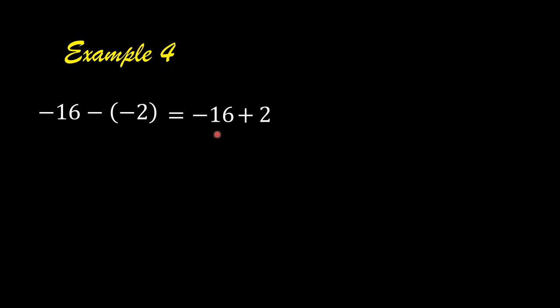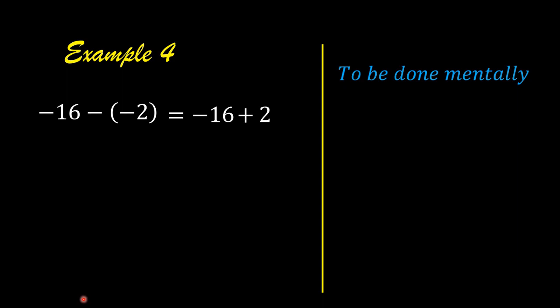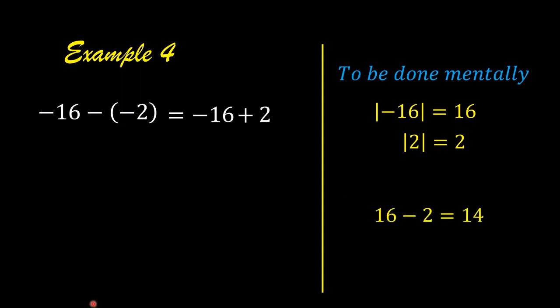Find the absolute value of negative 16 and the absolute value of 2. This is to be done mentally. The absolute value of negative 16 is 16 and the absolute value of positive 2 is 2. If the numbers to be added have different signs, find the difference between their absolute values. So 16 minus 2 is 14.